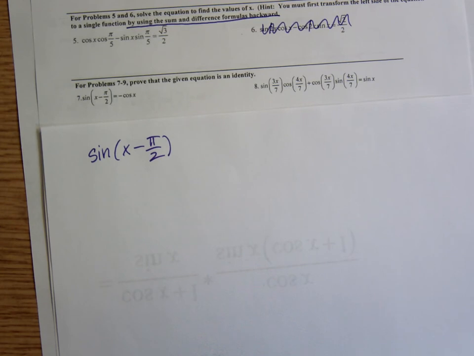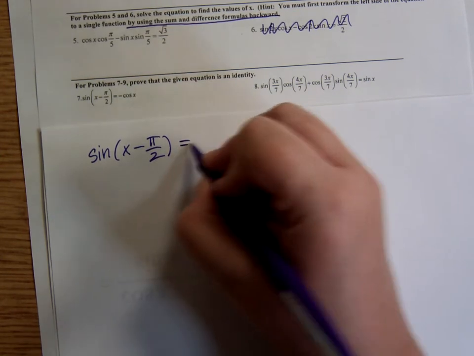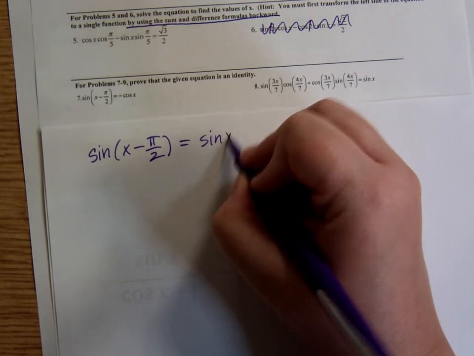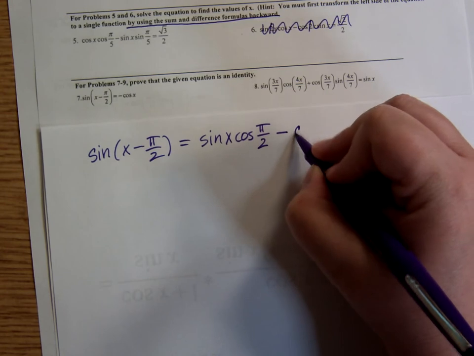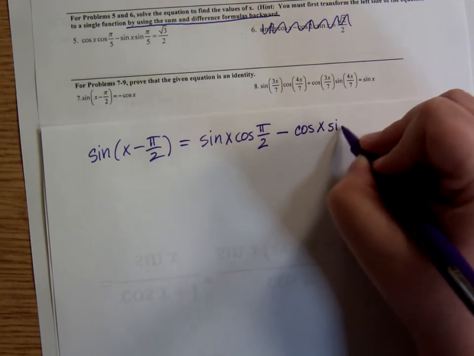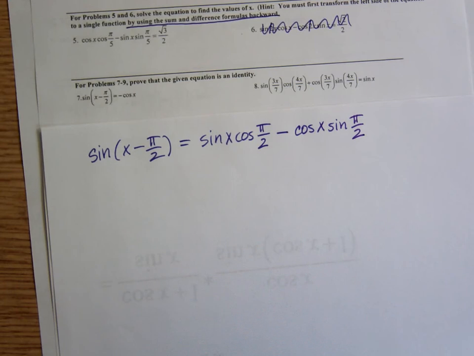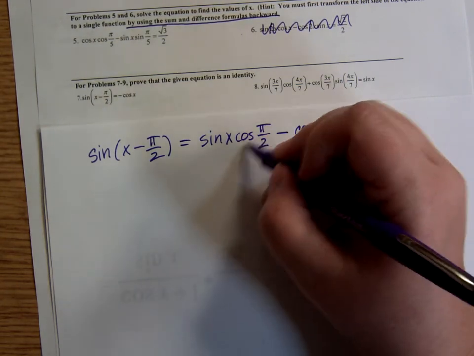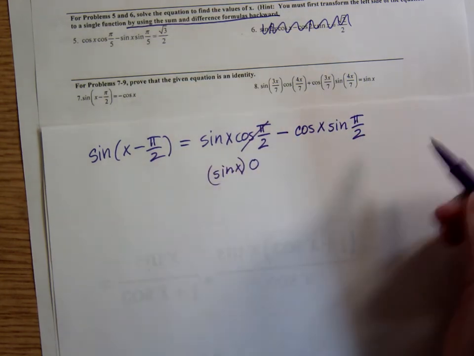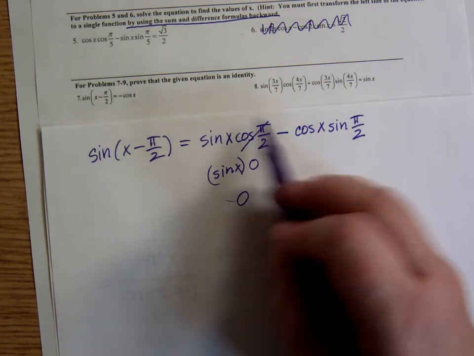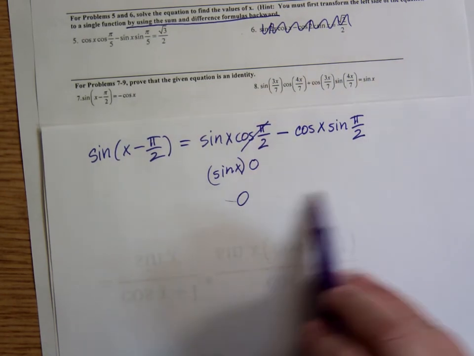Then I'm going to notice that this is a difference, and it's sine of a difference. So I'm going to use the sine difference formula. So that's sine x cosine pi over 2 minus cosine x sine pi over 2. Well, the cosine of pi over 2 is 0. All of this is 0. So what's sine x times 0? It's 0. So I really don't even need to worry about this term, because 0 minus something is just going to be minus that thing.